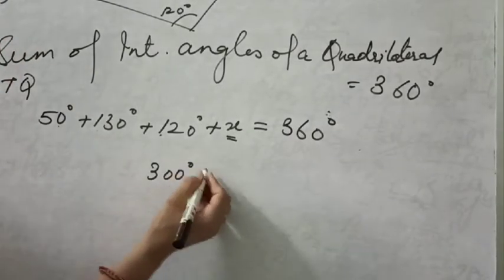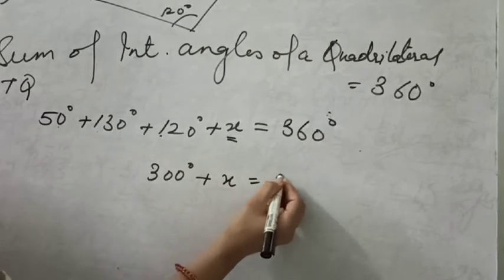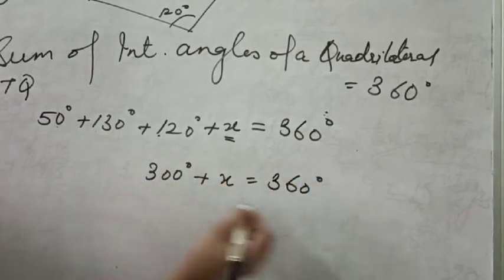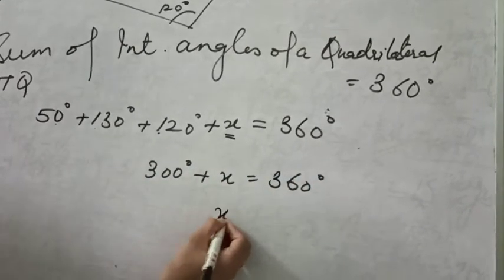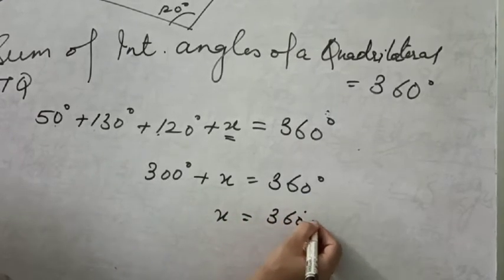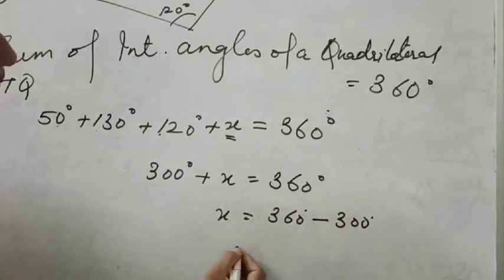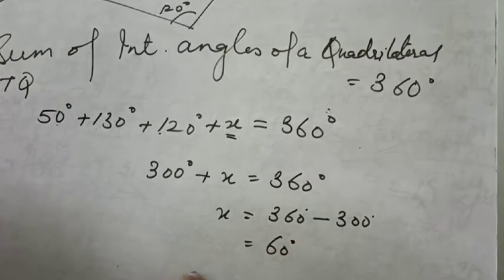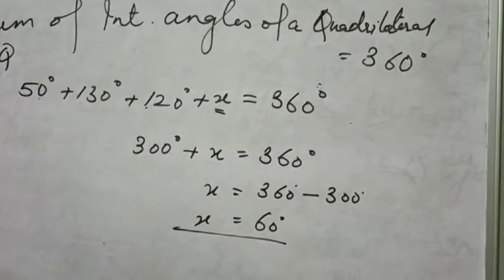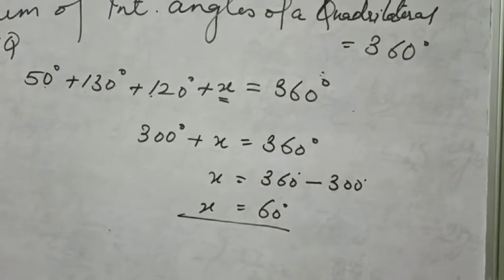So 300 degree plus x is equal to 360. It becomes a simple equation. Solve for it, and x is equal to 360 minus 300, and that gives you 60 degree. So at the last, x comes out to be 60 degree in the first part.